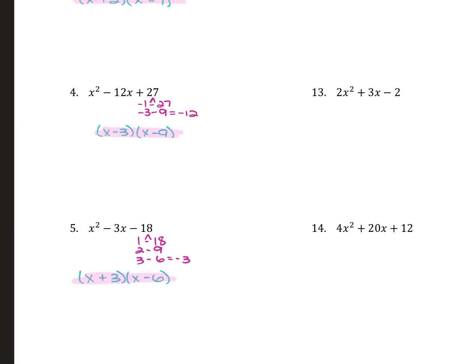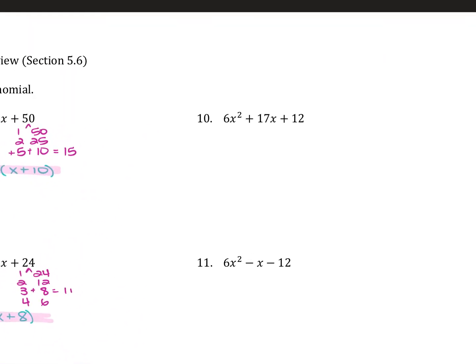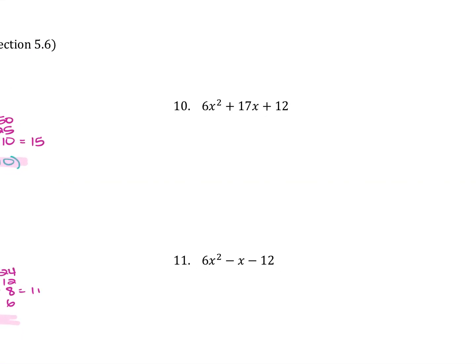If we look at number 10, back on the first page, we have 6x squared plus 17x plus 12. We have something other than 1 for our a term, so we're going to multiply a times c. So 6 times 12 is 72. We want the factors of 72.